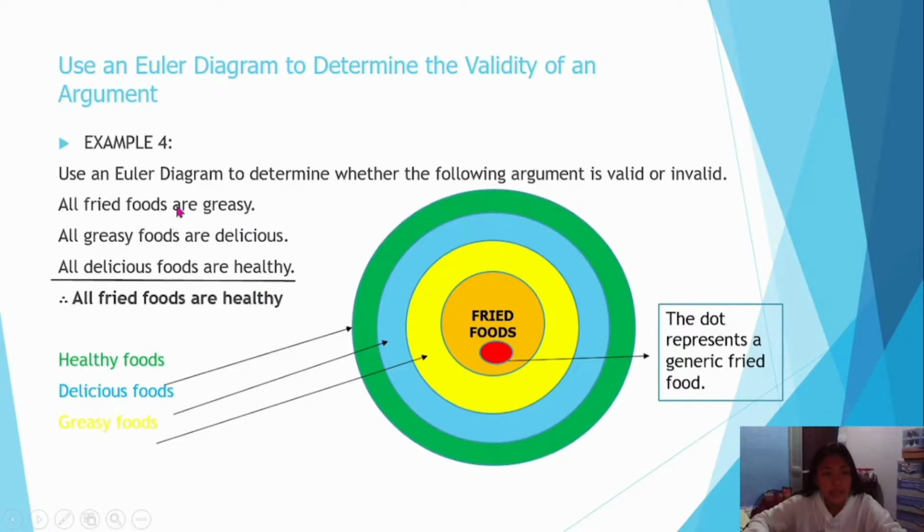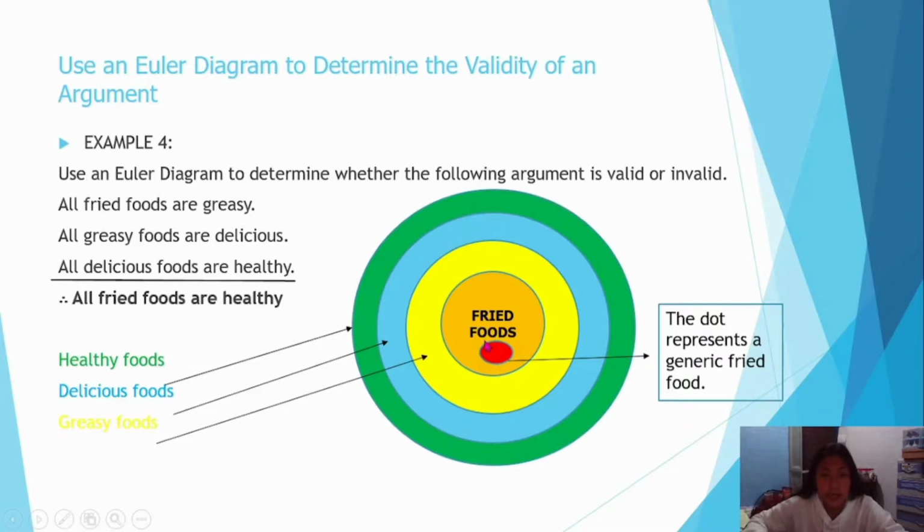You might say that these premises are not true, for instance, the one that says all delicious foods are healthy. But the validity of an argument doesn't depend on that. If the premises are accepted, then is the conclusion valid or invalid? So let's move on. Here, you can see the Euler diagram for this argument.